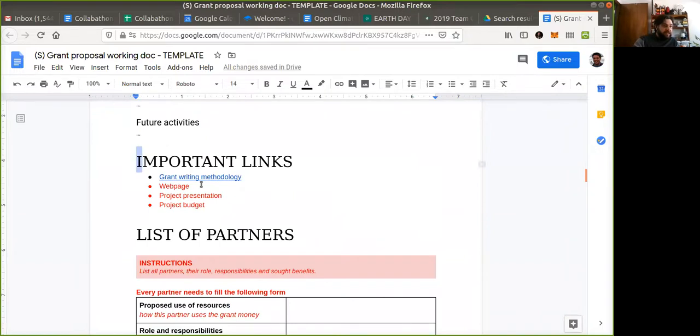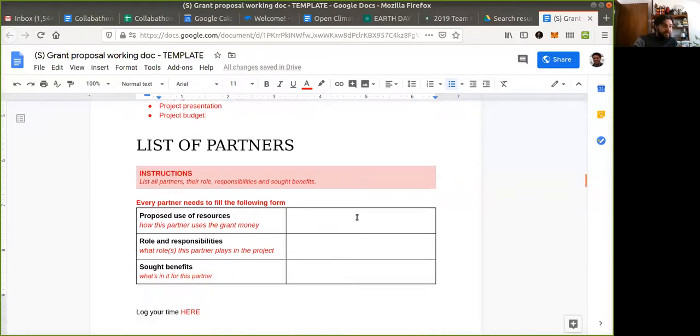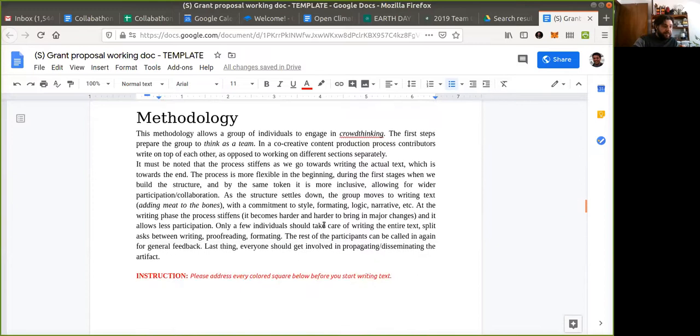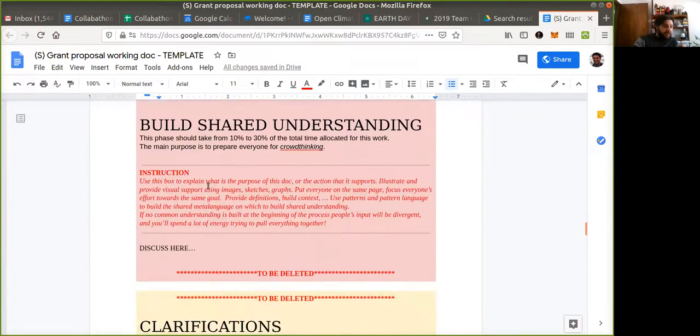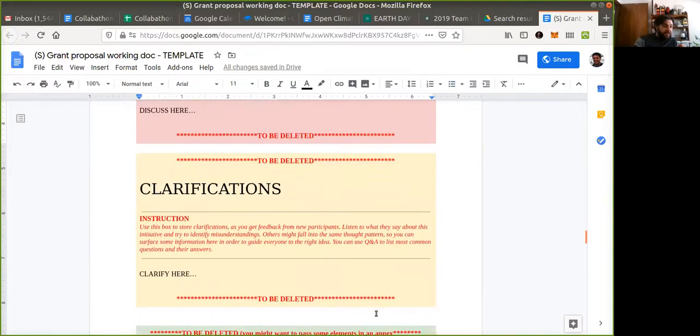Then you have important links you paste here just to give people an overview of your thinking space, or the theme. A list of partners who are participating, and methodology, building understanding, right? Building shared understanding. You should spend from 10 to 30% of your total time allocated for the work doing that, and it's to get engaged into this crowd thinking process.